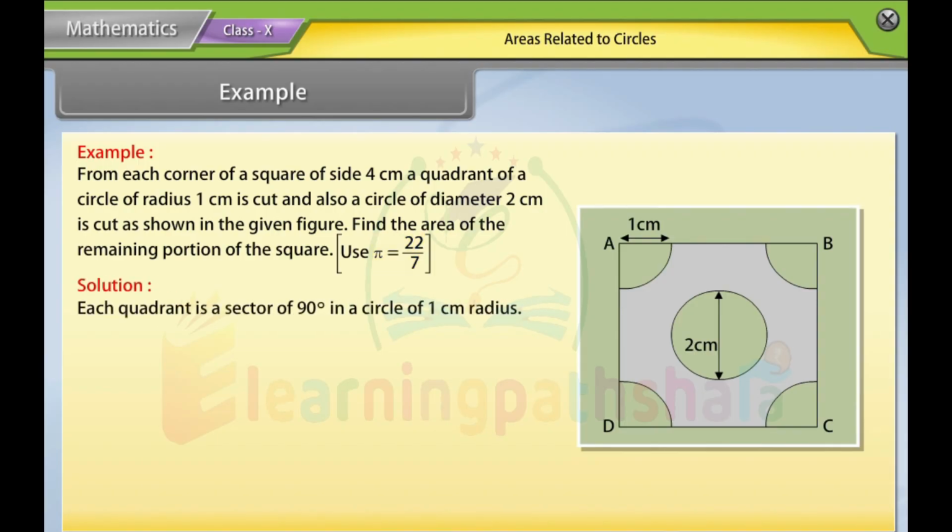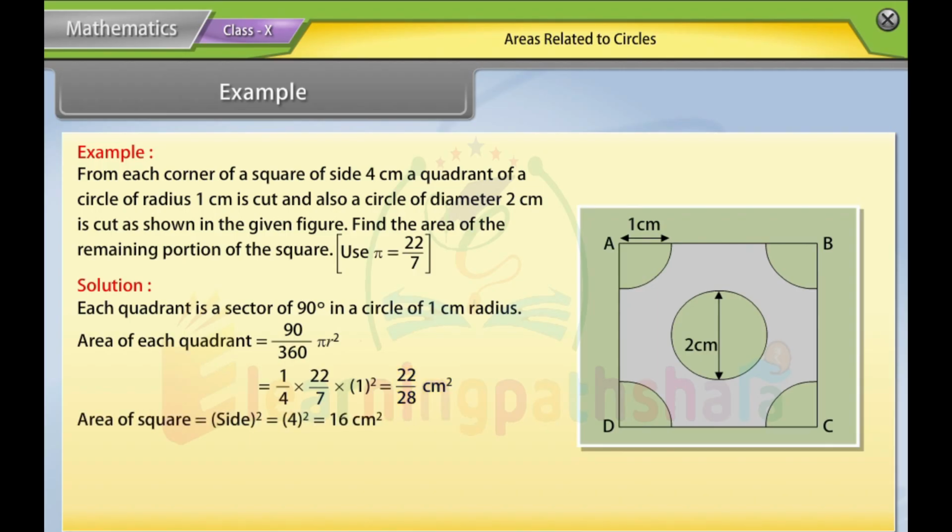Each quadrant is a sector of 90 degree in a circle of 1 cm radius. Area of each quadrant is 90 upon 360 into pi r square, which becomes 22 upon 28 centimeters square. Now, area of square is equal to side square, which equals 4 square, which is equal to 16 centimeters square. Area of circle is equal to pi r square equals pi into 1 square, which is equal to 22 upon 7 centimeters square.